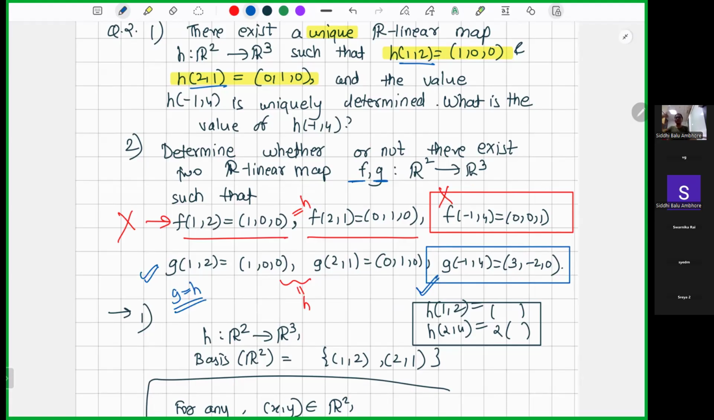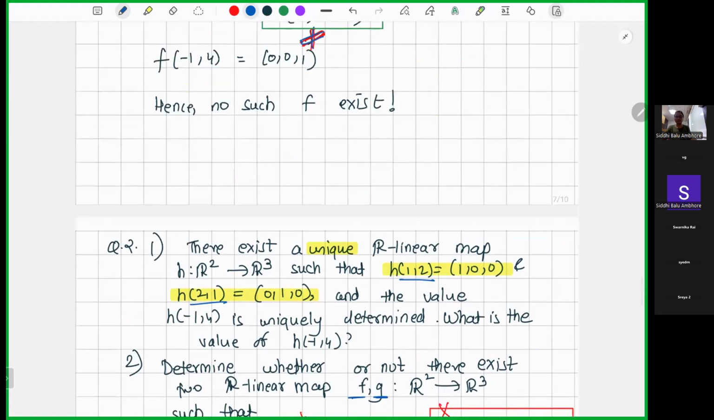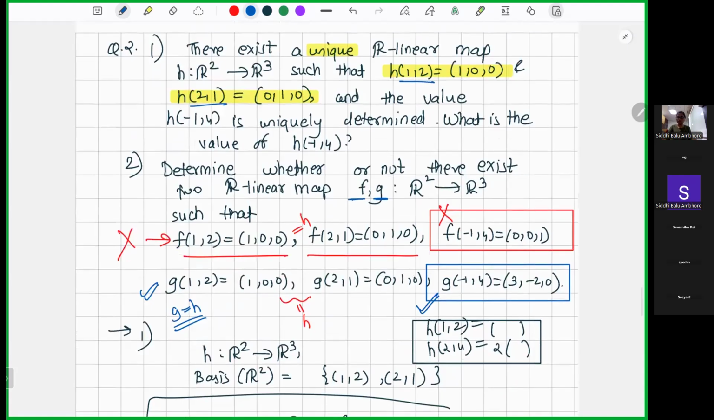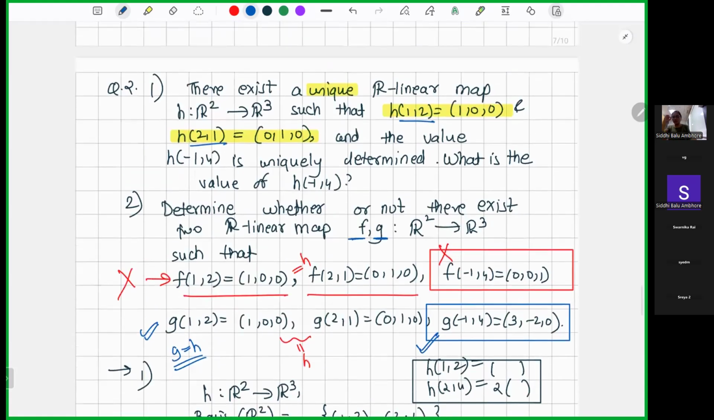This is the first case which we saw earlier. So in the second question, basically F is not a linear map, but G is a linear map. Yes, yes, yes.